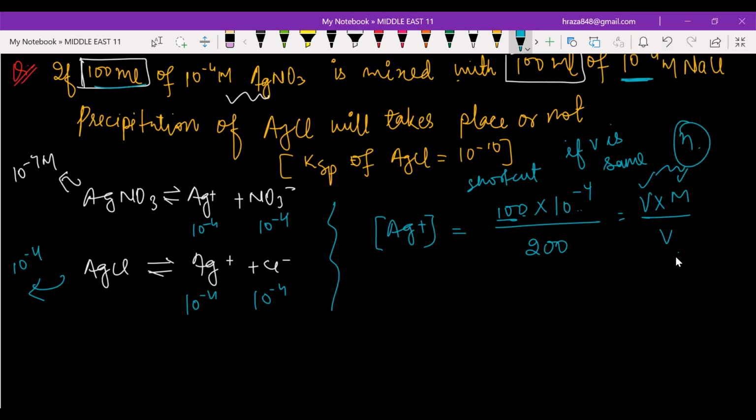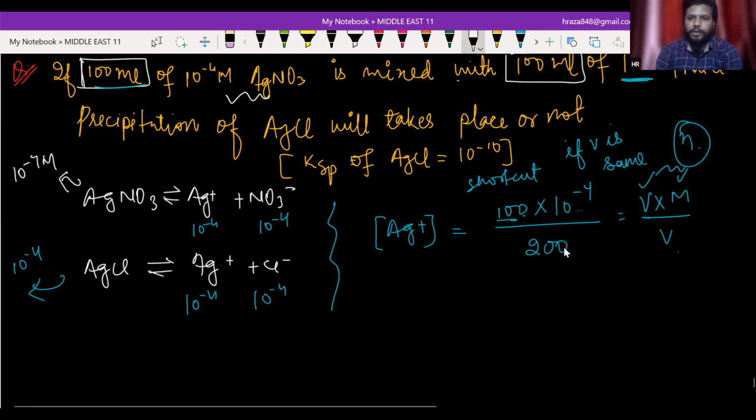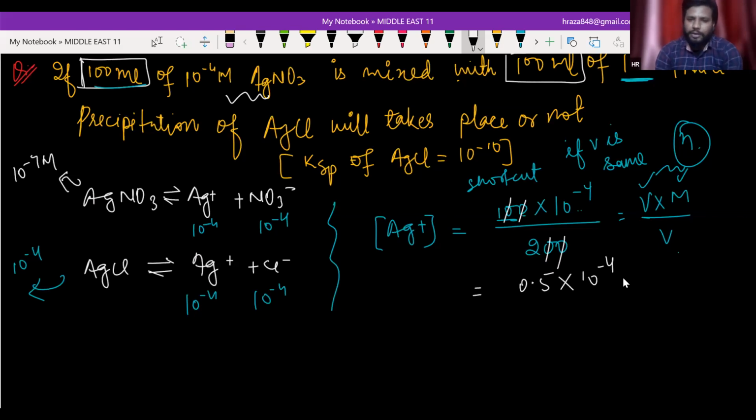Yes, sir. Okay, so you can easily find the molarity of Ag plus. Can you find it? Now if you calculate this value, it will be 1 by 2, which means 0.5 into 10 raised to the power minus 4, or you can write 5 into 10 raised to the power minus 4. Again, solving Cl minus in the same way, volume into molarity is 10 raised to the power minus 4. From where does this volume come?